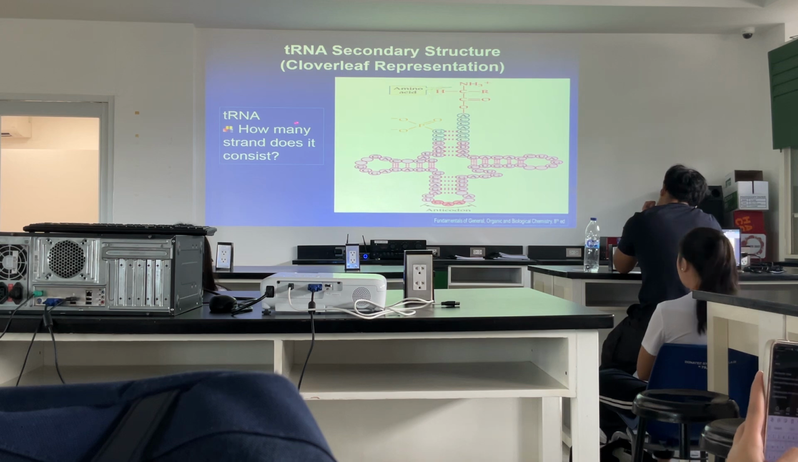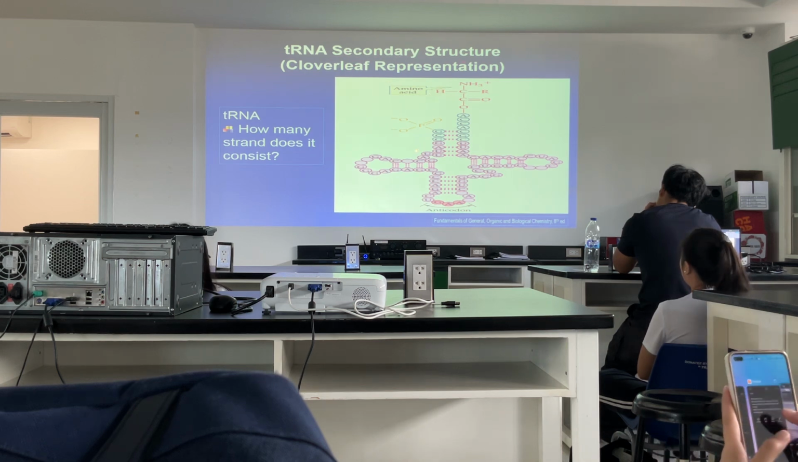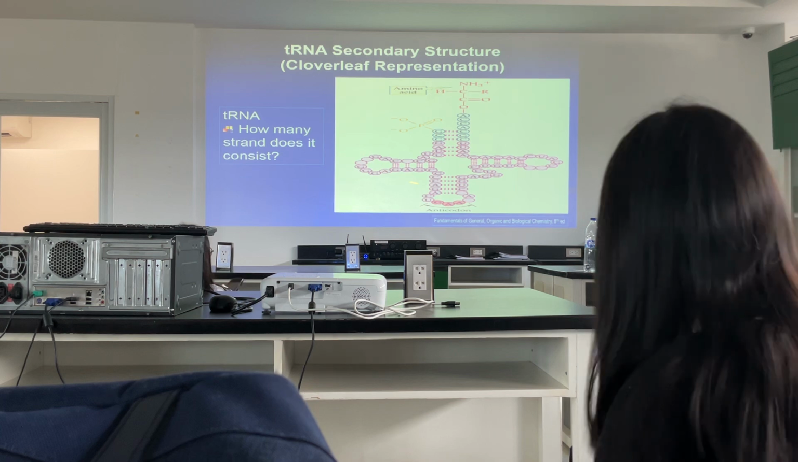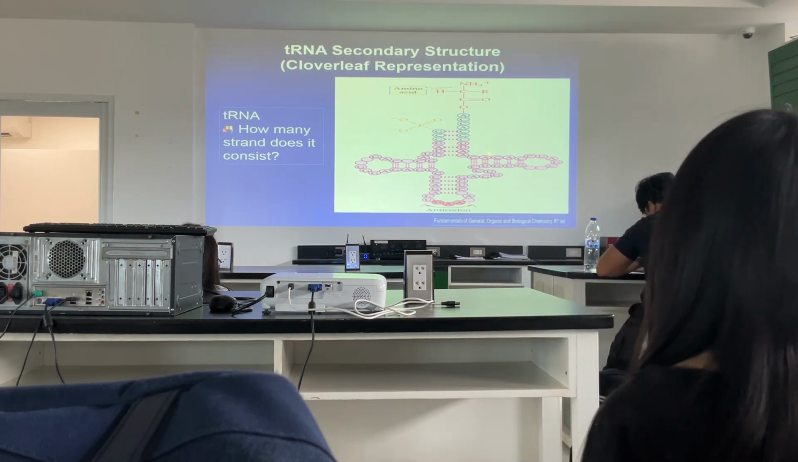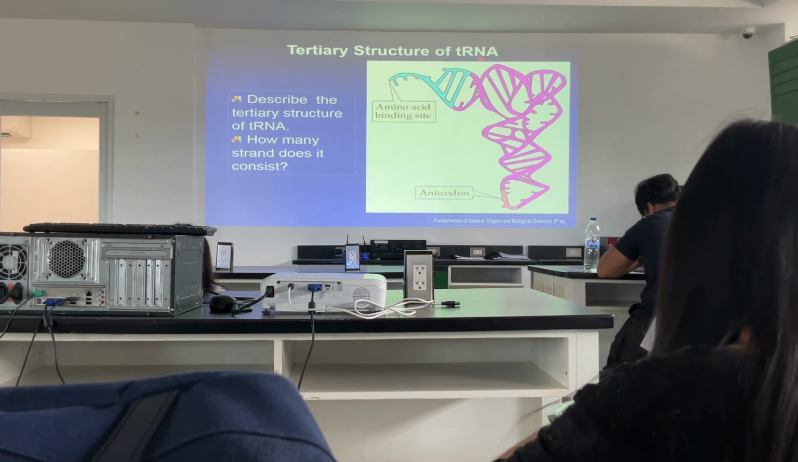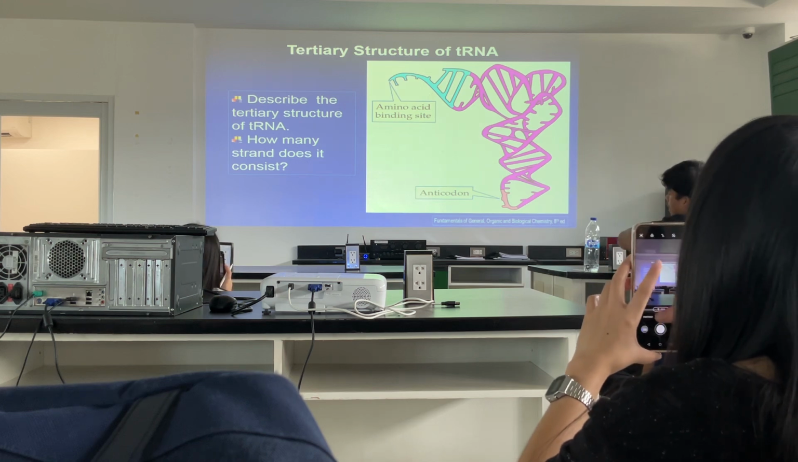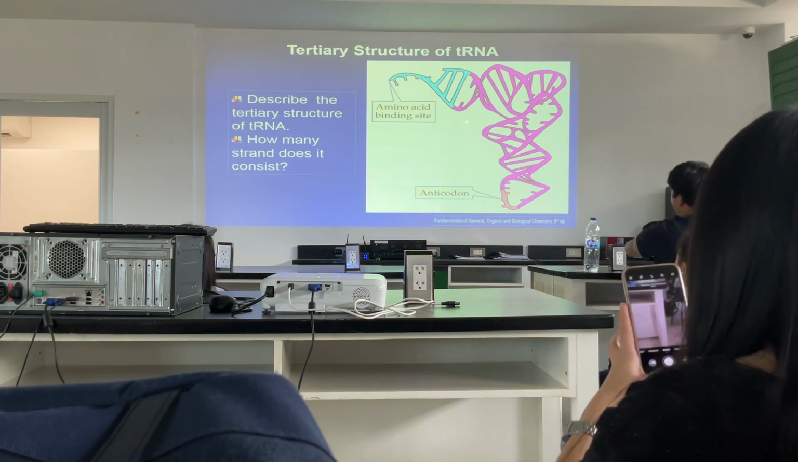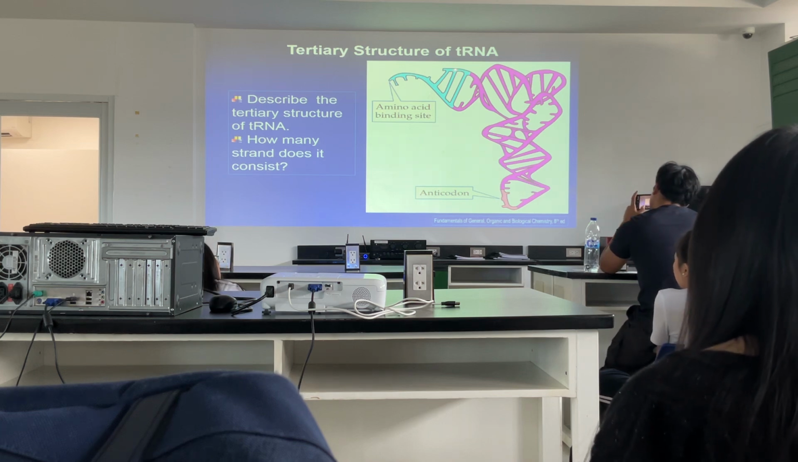This is just tRNA, the secondary structure. The clover leaf representation, because the tRNA looks like a clover leaf in its shape. So this is the tertiary structure of tRNA, showing now the formation of helices or a helix because it folds back on itself.